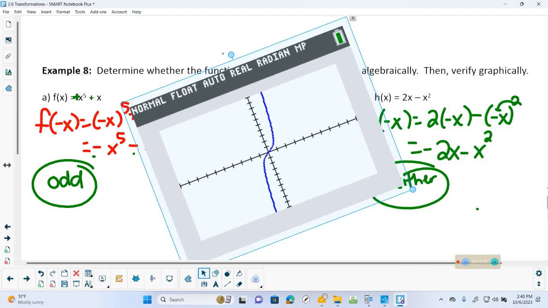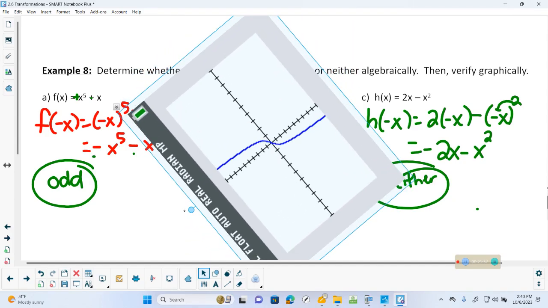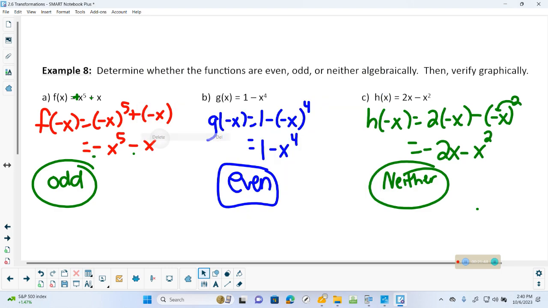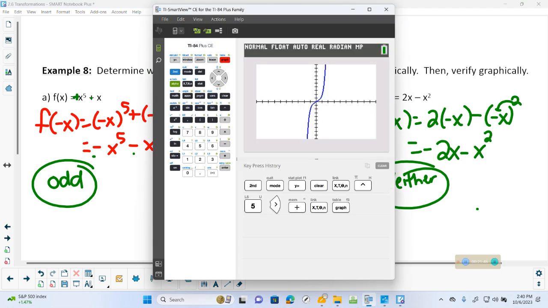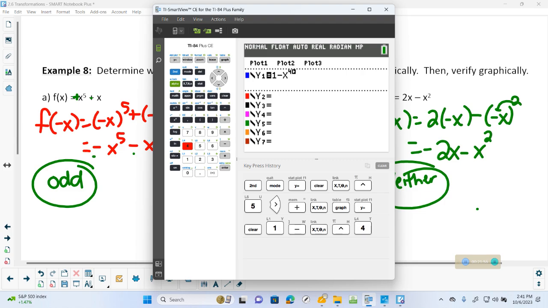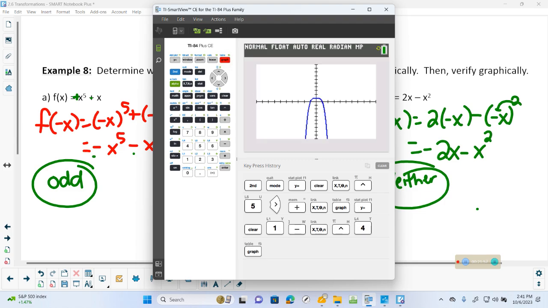If I spin it 180 degrees, either direction, 90, 180, there it is. It's the same graph that we started with. So that's how you can tell it from the graph. Now if I go through and graph part B, let's put that one in, which we know is even, 1 minus x to the 4th. Let's take a look at this one.